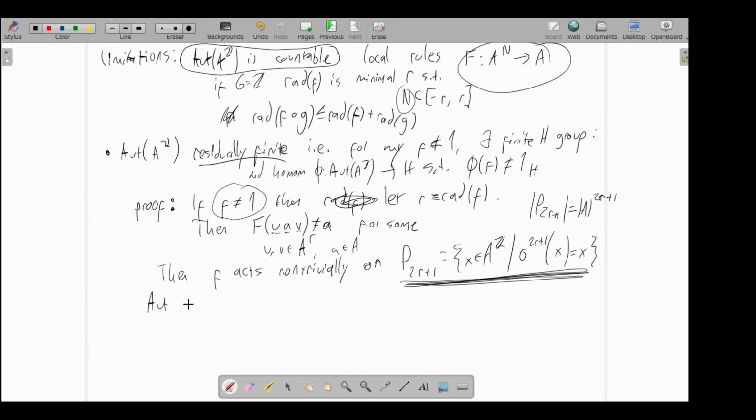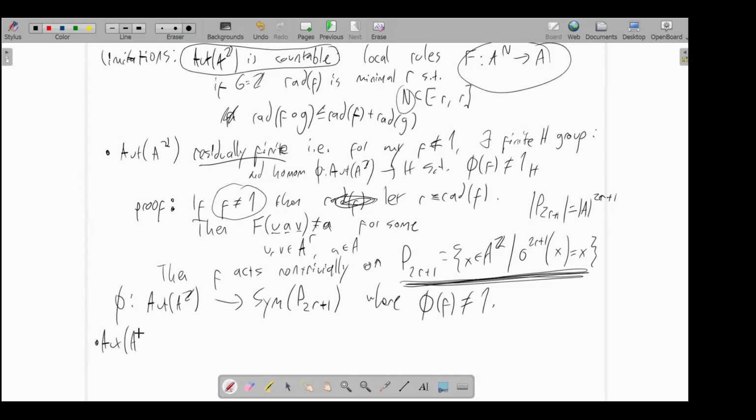So actually for the automorphism group, there's a natural homomorphism to the symmetry group of this set, where the image of f is not 1, because f acts non-trivially in here, and it extends to an action of the whole group just by restriction of the natural action. I mean this group of course has its natural action on A^Z. So you just restrict it to this set, and then that gives you a finite quotient which is non-trivial.